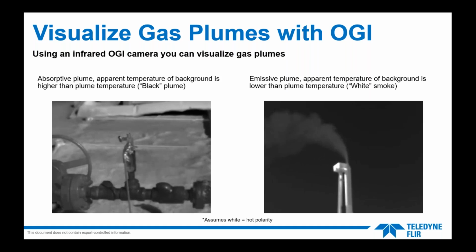Now on the right hand side, this is what we call an emissive plume. So the apparent temperature of the background in this case is lower than the plume temperature or the gas temperature itself, and in effect it presents itself as white smoke. And this is actually quite important when it comes to using the quantification tool, because you will need to select whether it is going to be a black plume, absorptive, or white plume, which will be emissive plume.